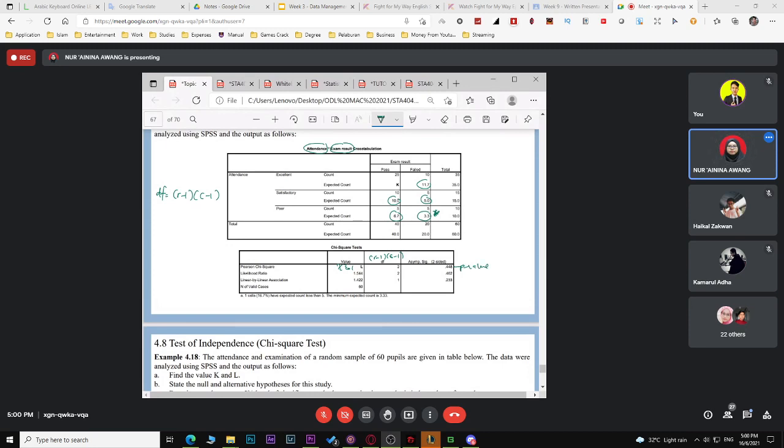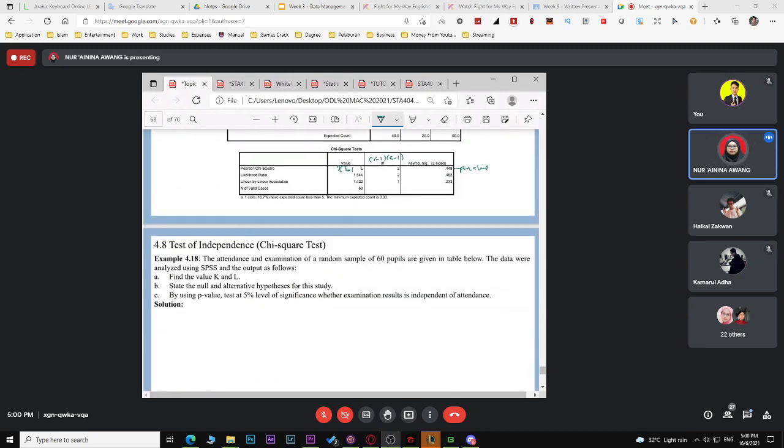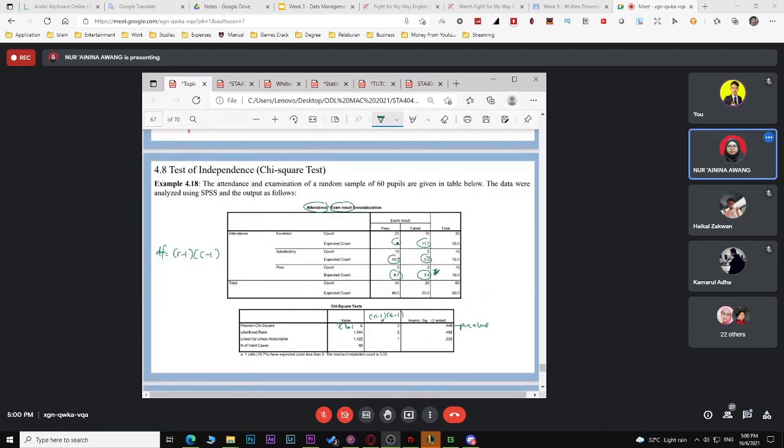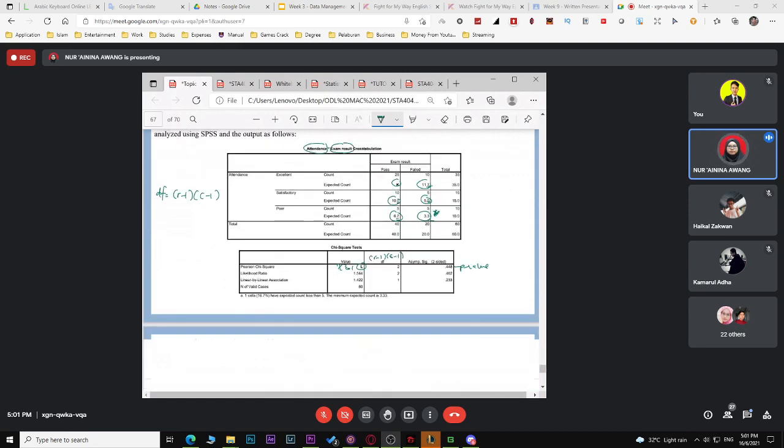In this case, the attendance and examination of a random sample of 60 people are given in the table below. The data were analyzed and this is the output, and then you need to find the value of K and L. In this case, for K there is no problem. You just use the formula: 35 times 40 divided by 60. You will get the value for K, and just write your value in 1 decimal place, since the values here only have 1 decimal place.